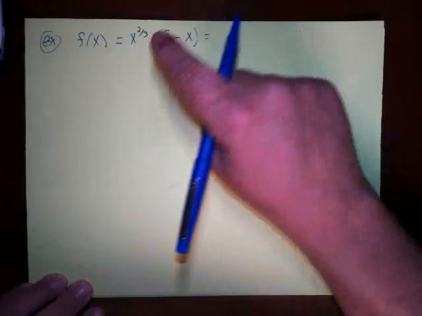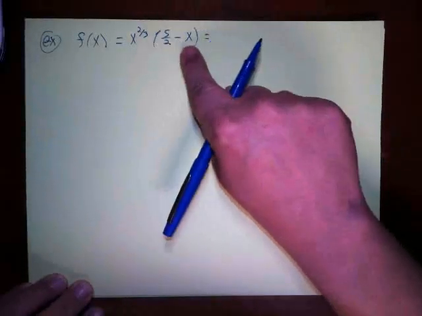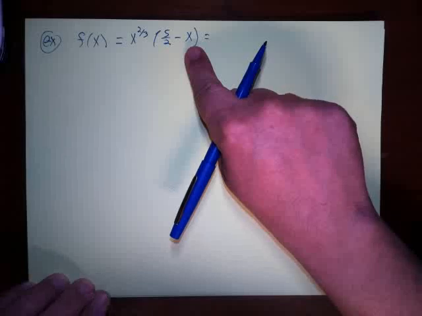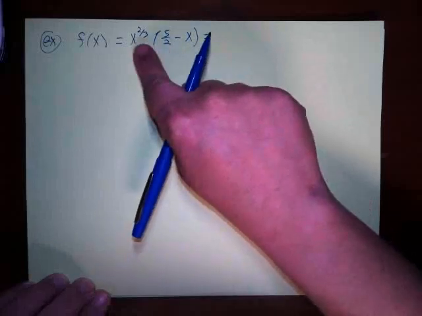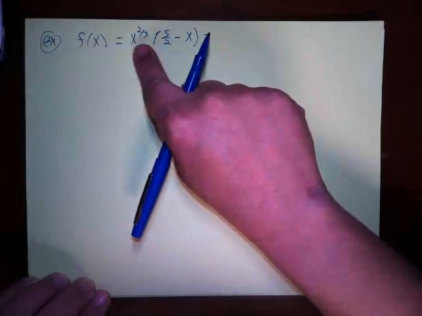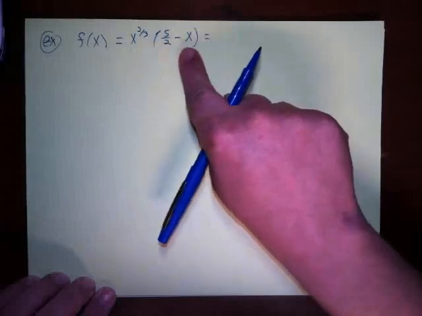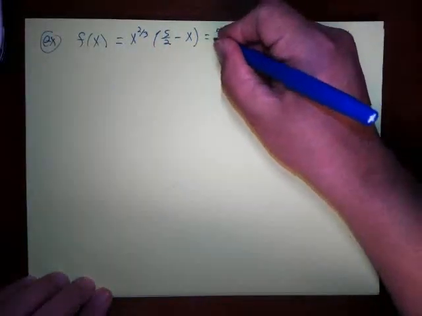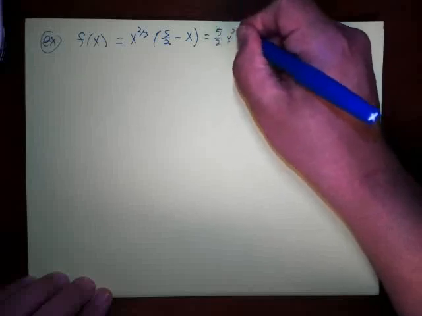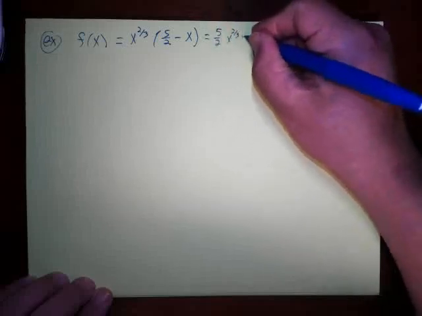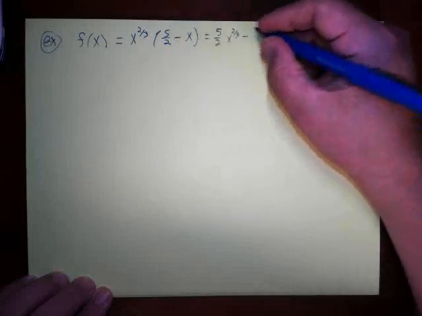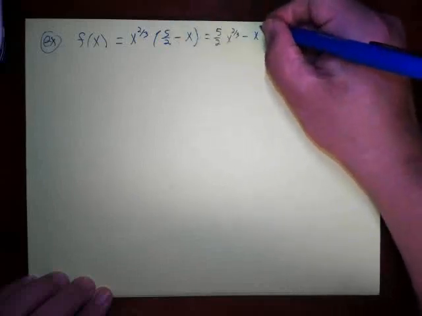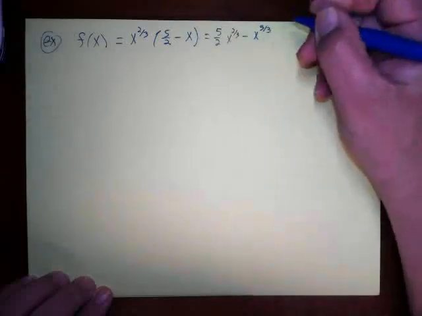So first of all, I found out that it's going to be a lot easier if I just distribute the x to the 2/3 over as opposed to using the product rule. So we're going to start by doing that. So we got 5/2 x to the 2/3 minus, and this is like 3/3 and we're adding exponents, so that would be x to the 5/3.